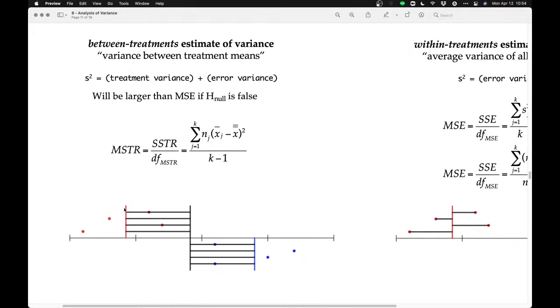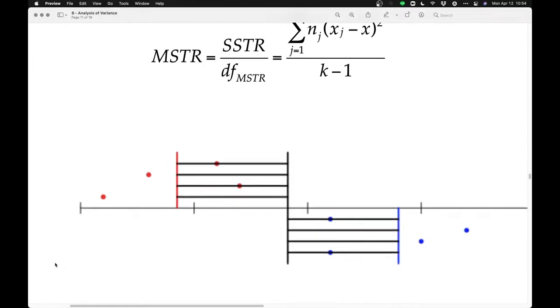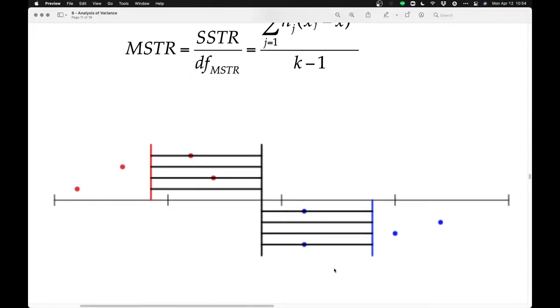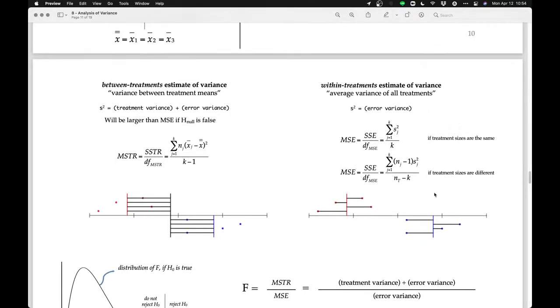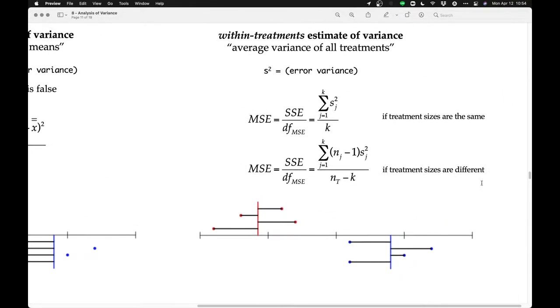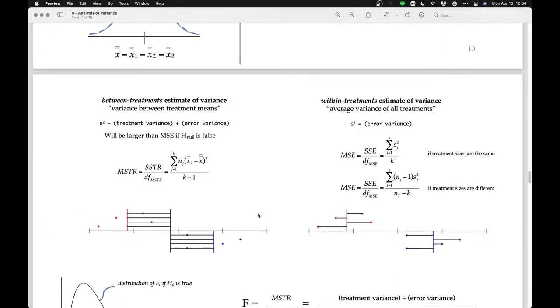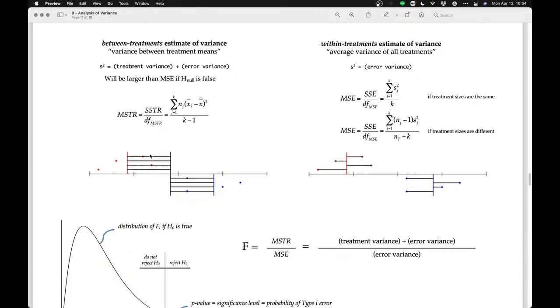I'm drawing in blue two different treatments. I know there's three, but let's look at two at a time. So I'm looking at two, and it's taking the difference from the mean of one treatment to the mean of the whole data. Whereas the within treatments variance, the MSE, or the error variance, is just looking at the variance of each data point from its own mean within its own treatment. And if these two variances are similar, then there is no effect due to treatments.